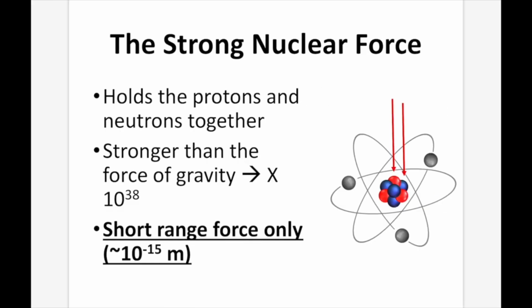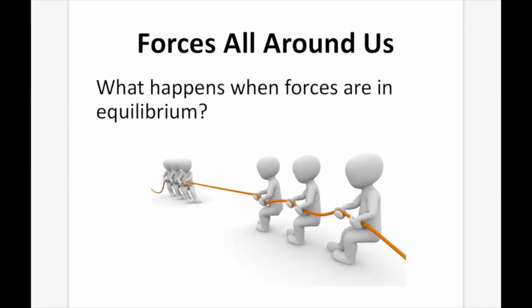The strong nuclear force. It holds the protons and neutrons together. It's stronger than the force of gravity by about times 10 to the 38, and it's a short range force only, 10 to the negative 15, kind of like the weak nuclear force. Forces all around us. So what happens when forces are in equilibrium? Well, nothing. For objects to move, you need to have the Fnet not equal to 0. If Fnet is equal to 0, there's going to be no motion, or at least no change in motion.